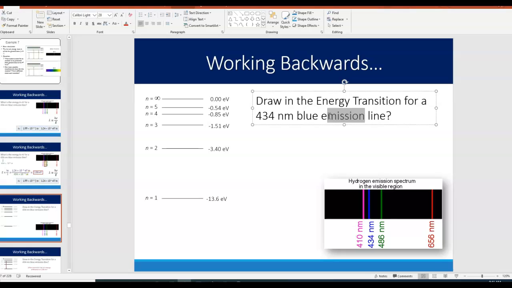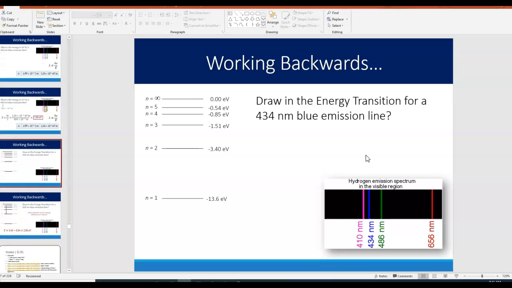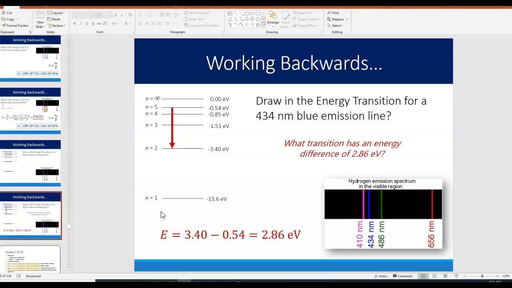Electron transitions leading to emission lines are always going to be downward transitions, because only when the electron goes down to a lower energy level do you get a photon being emitted. Emitted, emission spectrum. Right, so there you go.